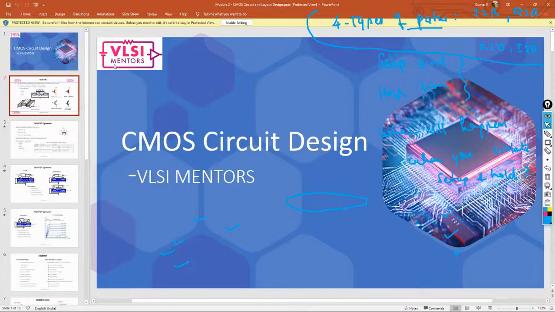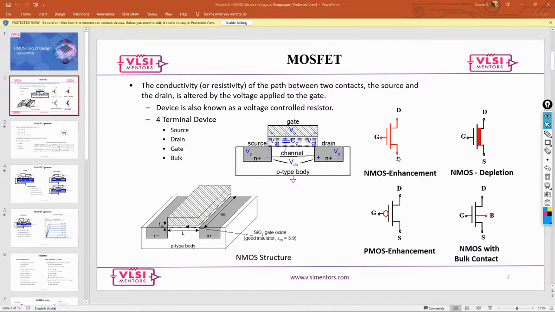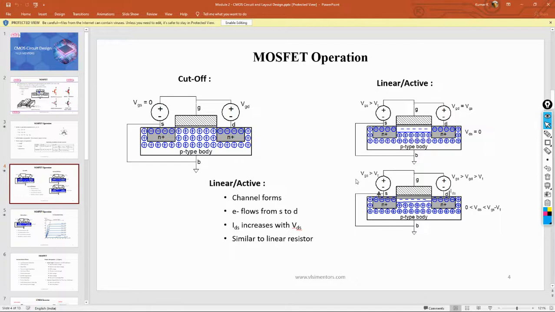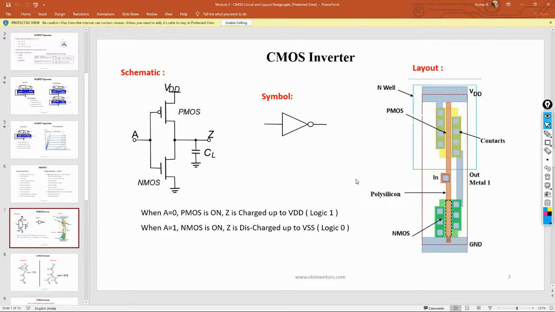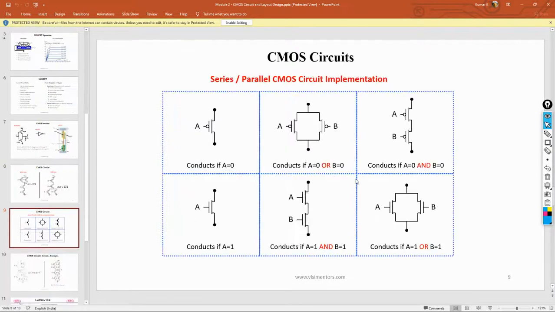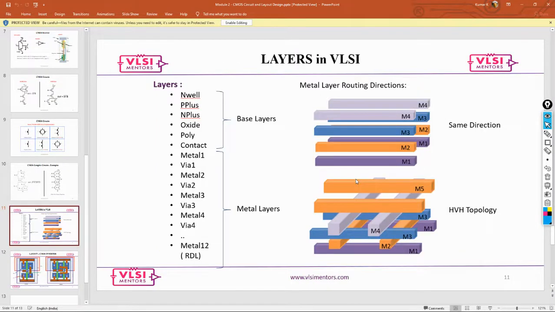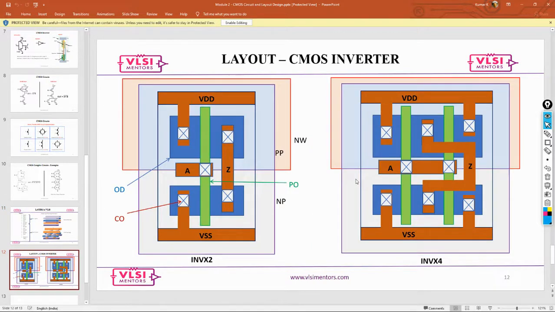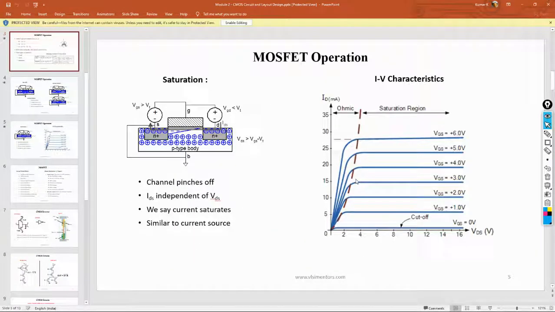In the next class, we will quickly go through the basics of CMOS. So MOSFET operations, then the second order effects, and then CMOS inverter basics, NAND, NOR, and how you design a circuit for given Boolean equations. Then we will also try to understand the layers in VLSI, and something called layout design. So the whole thing we will go through in the subsequent classes.